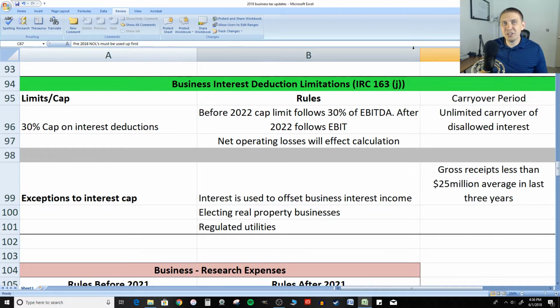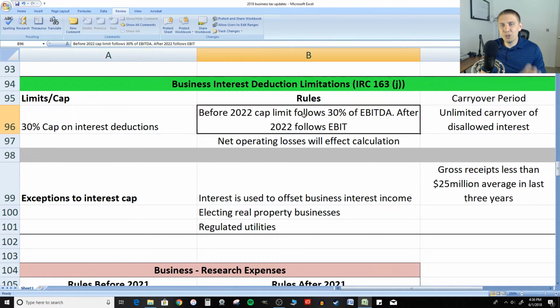Business interest deduction limitations. This area was huge. A lot of things going on here, guys. So now there's the new limits cap, basically a 30% cap on interest deductions. So the rules state before 2022, the cap limit follows 30% of earnings before interest, taxes, depreciation, and amortization. After 2022, it follows earnings before interest and taxes. It's important to know that net operating losses will affect this calculation.